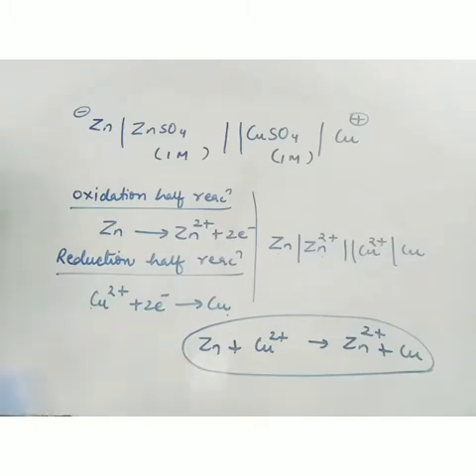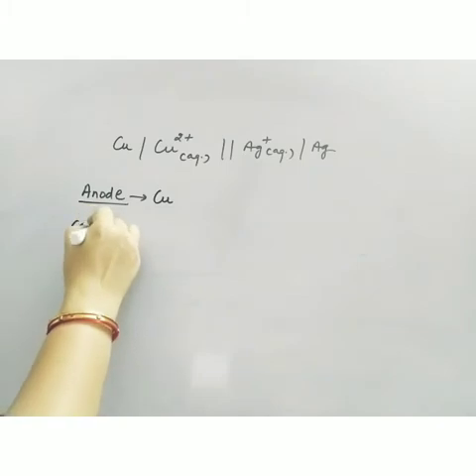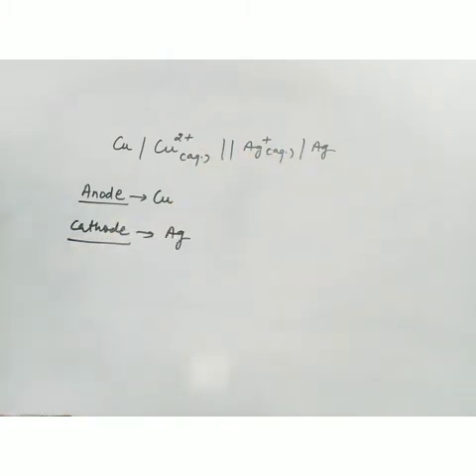Now let's take one more example. Suppose this is the representation which is given to us: Cu oblique Cu2+ salt bridge Ag+ oblique Ag. Now from this representation, how many things can we determine? First, what is our anode? I know that anode is always on the left hand side, so anode is copper. Now what is my cathode? I know that cathode is always on the right hand side, so it is silver.